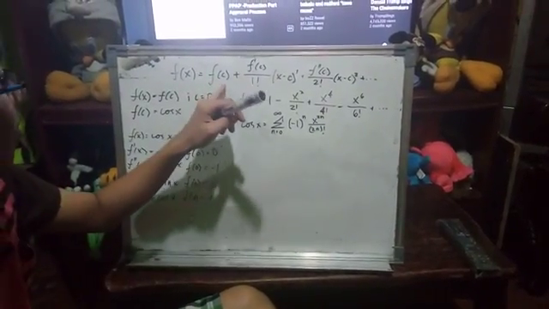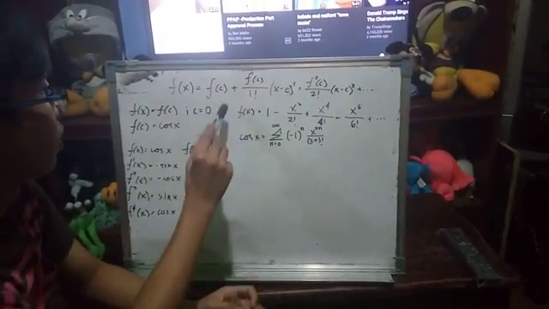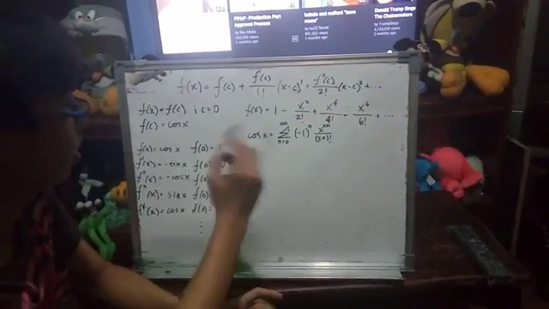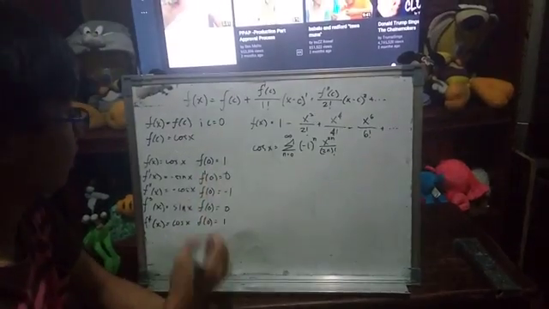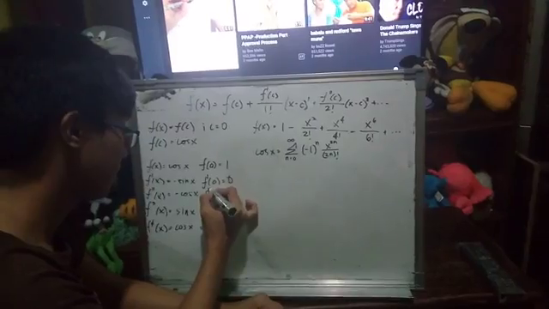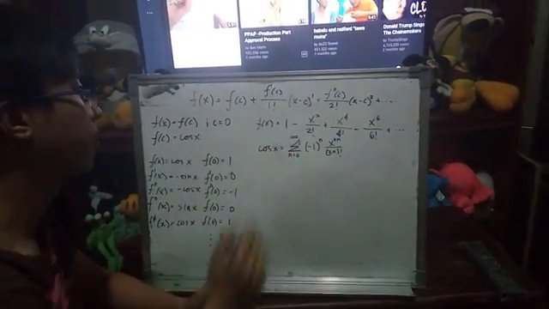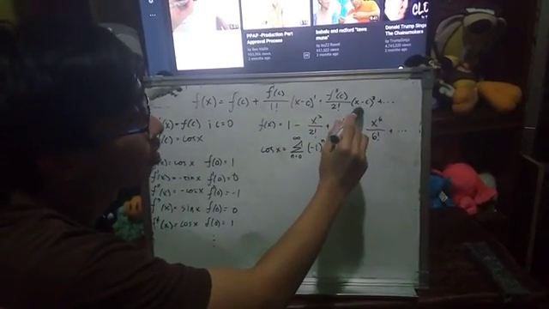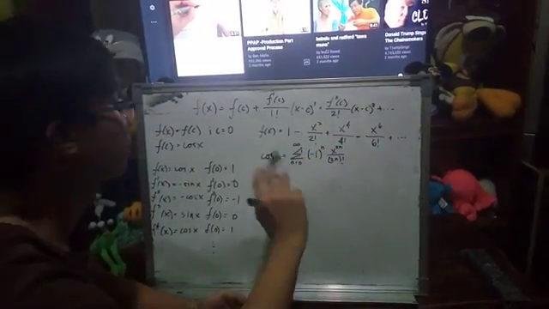So the first term, f of c, is equal to 1. And the second, the first derivative, is equal to 0, so 0. The next one is the second derivative, which is negative 1. So this will become negative, and the x squared will remain, so x squared over 2 factorial.